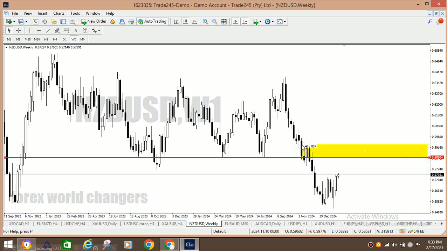If it wants to come here, let me show you. It has to push up a bit and then decide to drop. So this is going to be a trade that I'm looking for right now. So right now that's the entry point.